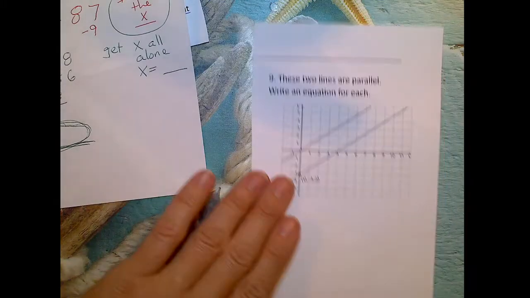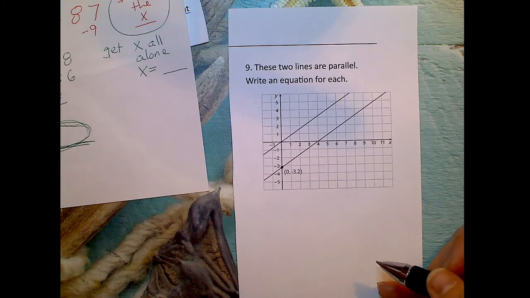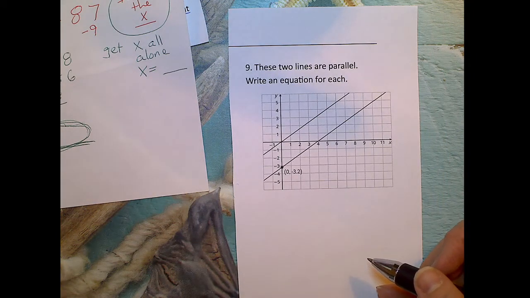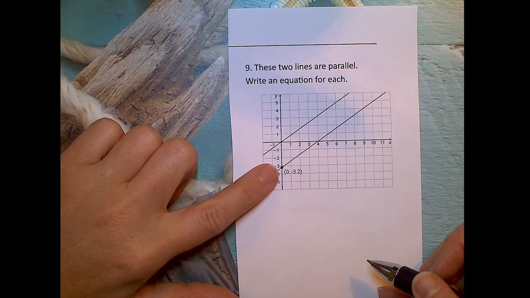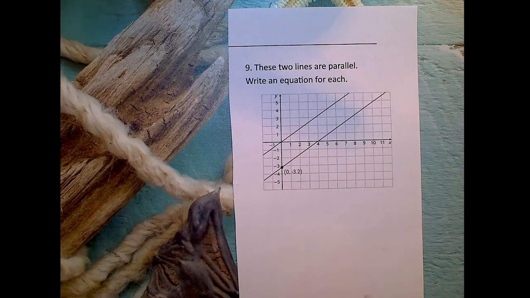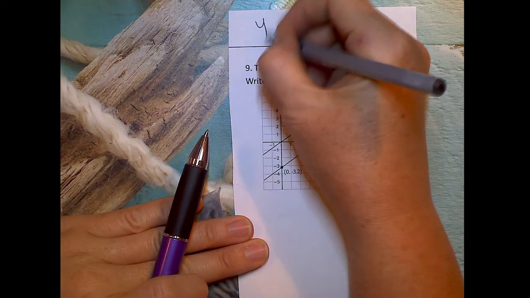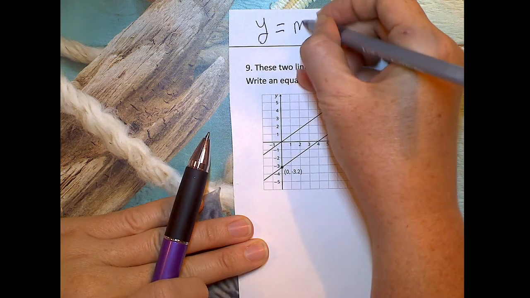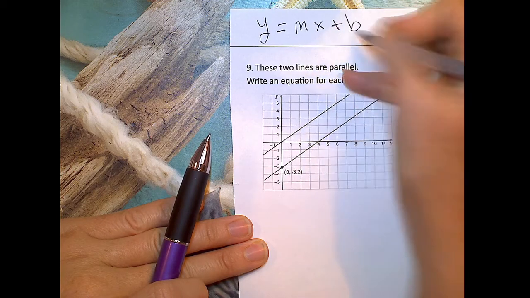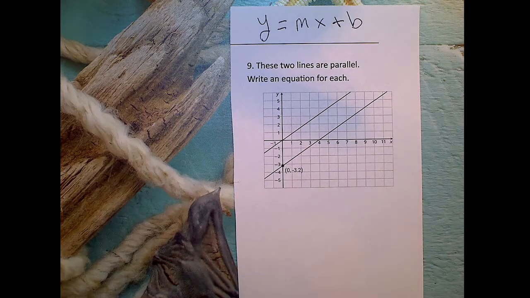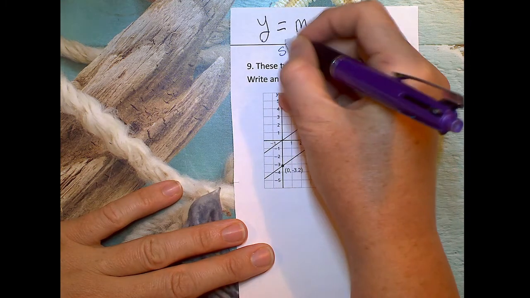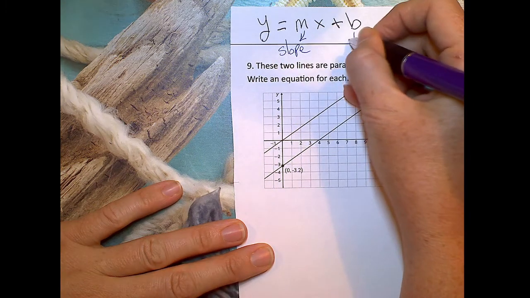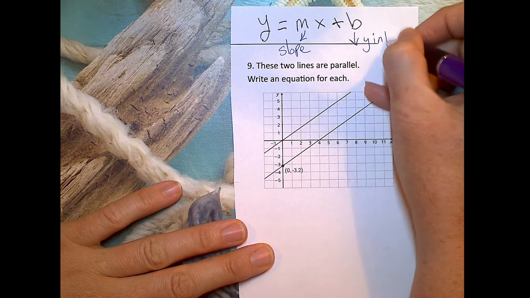And then let me help you with number 9. Number 9 says these two lines are parallel. Write an equation for each line. So your answer is going to be an equation for each of these lines. In order to do this, you need to use the golden equation. Y equals mx plus b. Do you remember what these terms stand for? The m is the slope of the line, and the b is the y-intercept.